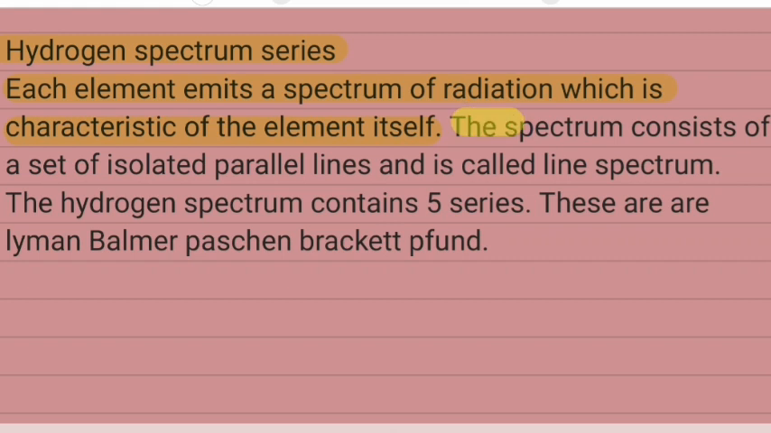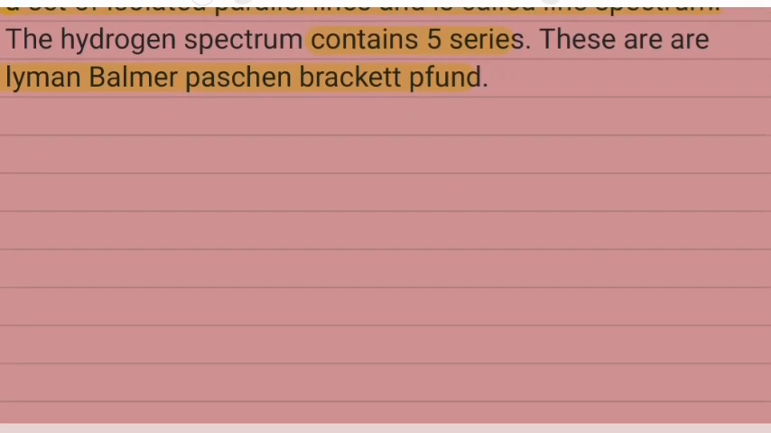And then we see that the spectrum consists of a set of isolated parallel lines and is called the line spectrum. So we have parallel lines in the spectrum, and this is called the line spectrum. When we talk about the hydrogen spectrum, this contains approximately 5 series, which are Lyman, Balmer, Paschen, Brackett and Pfund. When we talk about the last one, that is the Humphreys series. So now let us discuss what these series are and what their uses are. We have discussed the meaning of the line spectrum, so now let us discuss every type of series one by one. First I will take Lyman series.